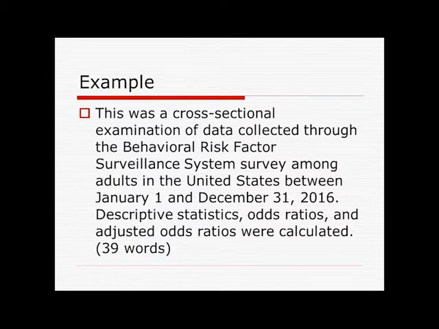So an example would be: this was a cross-sectional examination of data collected through the Behavioral Risk Factor Surveillance System survey. So we talked about our study design, and we did a survey, which is how we collected our data, among adults in the United States. So geographically, we know where this is, between January 1st and December 31st, 2016. I included in that one sentence a lot of the different things we need to include in our methods, right? Our design, who we did the study on, when we did it, where we did it, how we did it. And then a second sentence: descriptive statistics, odds ratios, and adjusted odds ratios were calculated. Boom, 39 words. We covered all that we needed to cover for the methods section.